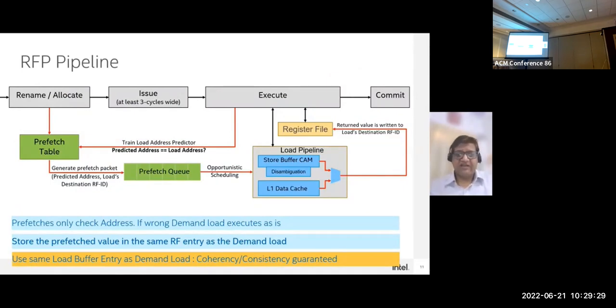Finally, the prefetched value is written in the same register file entry as the demand load. This allows the dependents to take the data from the existing register file pipeline, and we don't have to do any modifications to the out-of-order pipeline. Further, to the memory unit, prefetches look like the corresponding demand loads and are not reordered across memory barriers. This guarantees memory consistency and correctness.